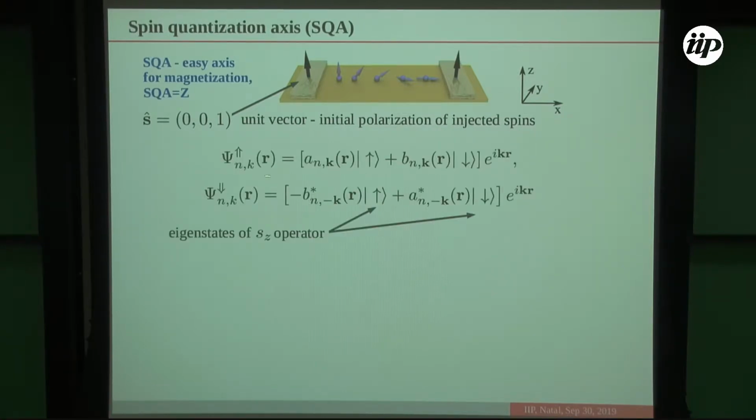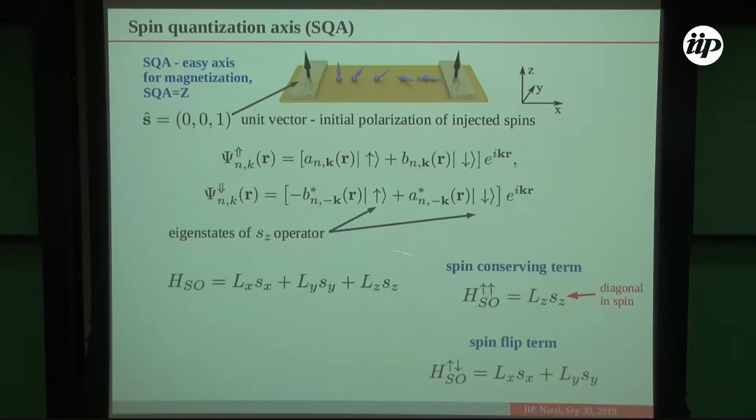If we take those two degenerate Bloch states and say that my spin quantization axis is along z, then those are eigenstates of the sz operator. Now if I take the spin orbit Hamiltonian, the spin conserving term contains sz and lz, the orbital angular momentum operator, but the spin flip term is composed of the other two terms.